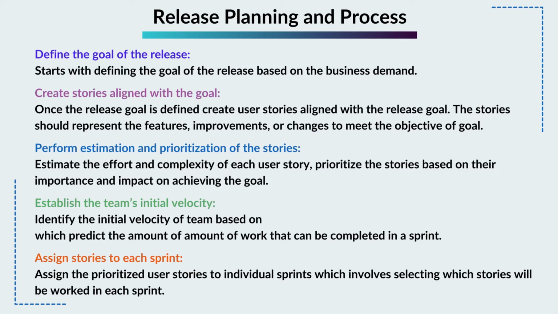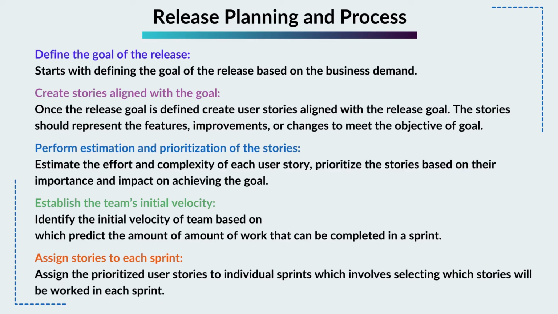Once the release goal is defined, create user stories aligned with the release goal. The story should represent the features, improvements, or changes to meet the objective of goal. Perform estimation and prioritization of the stories, estimate the effort and complexity of each user story, prioritize the stories based on their importance and impact on achieving the goal. Establish the team's initial velocity, identify the initial velocity of team based on which predict the amount of work that can be completed in a sprint.